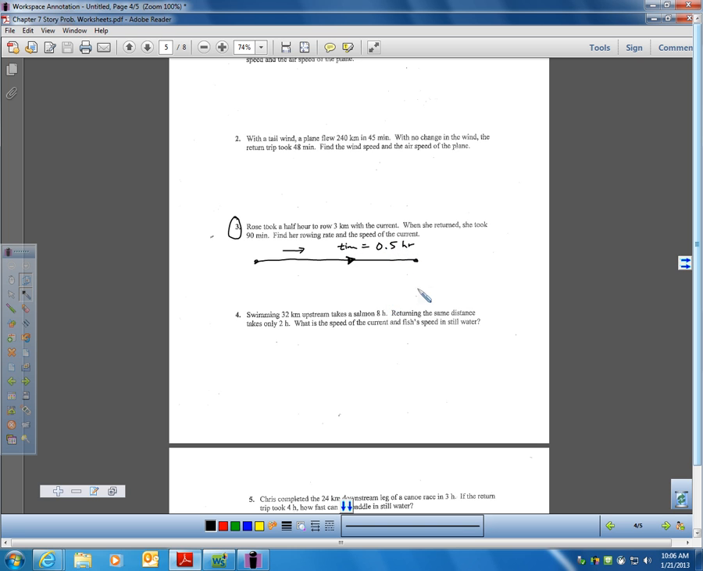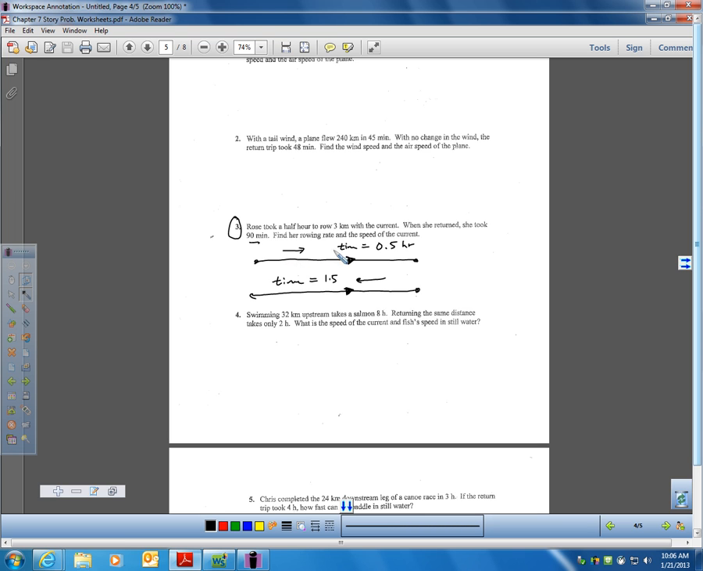Okay? Now on the way back, it took an hour and a half. Look at that, 90 minutes. It took an hour and a half, because now on the way back, the stream is still flowing in the same direction, but she's rowing against the stream, so obviously that's going to slow her way down. Okay? So the time back is an hour and a half. So now what we want to do is, when she returns, it was 90 minutes, find her rowing rate and the speed of the current. Now here's the thing, okay?